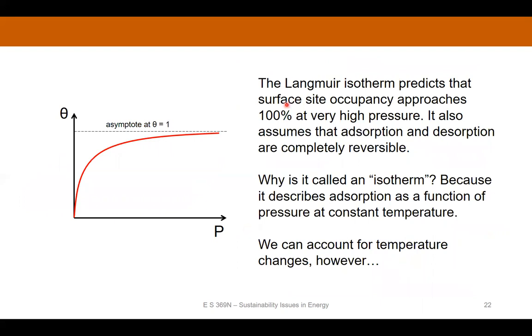So one thing that the Langmuir isotherm predicts is that as you go to very high pressure, you'll approach 100% site occupancy. And the other assumption is that adsorption and desorption are completely reversible. There's no penalty for either. Now, we call this an isotherm because this describes adsorption at a constant temperature as a function of pressure. But there are ways that we can describe how adsorption is going to change as a function of temperature.